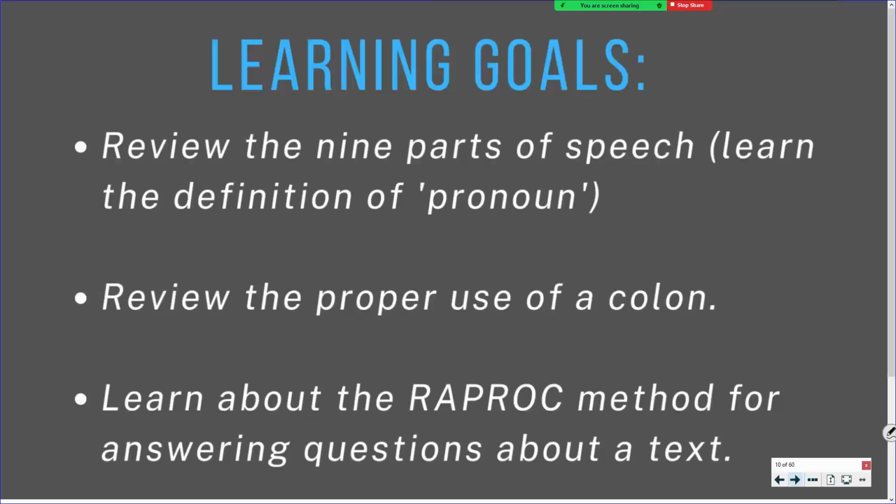So our learning goals are to review the 9 parts of speech, learn the definition of a pronoun. We will review the proper use of a colon, and we're going to learn about the rap rock method. So it sounds like a genre of music, but it's a method for answering questions about a text. So it's an acronym. Every letter in that word stands for something, and we're going to talk about that in a few minutes.